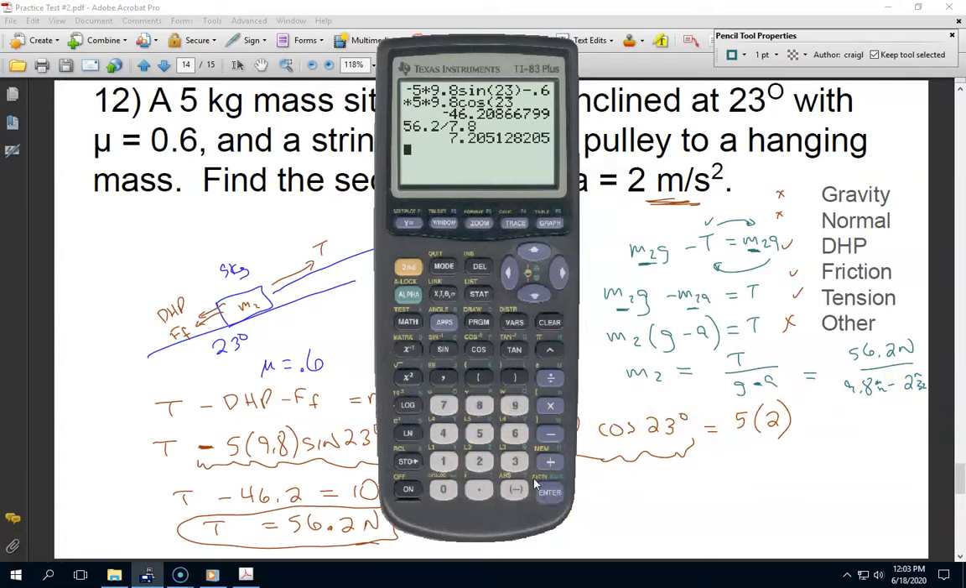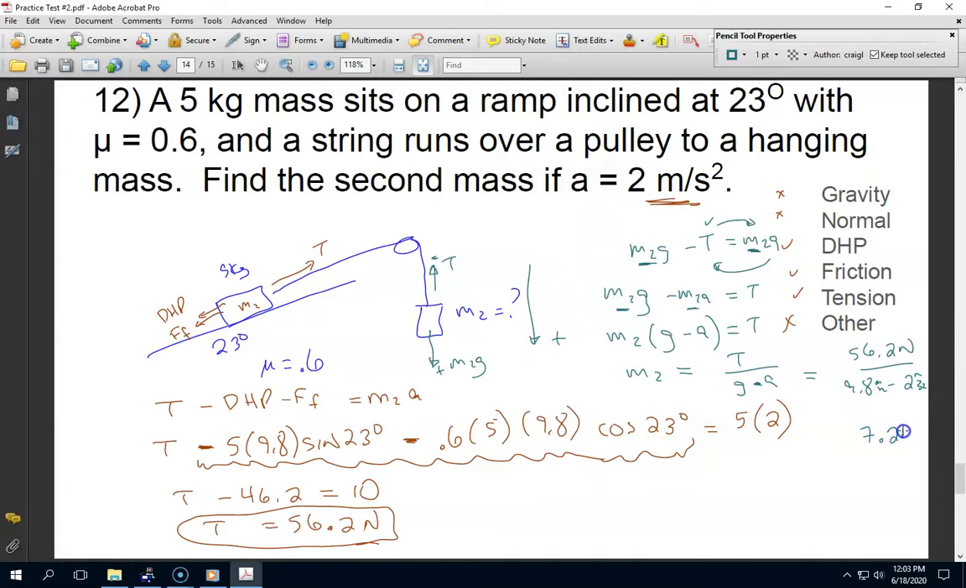Like that. 7.2 is the amount of mass. That's in kilograms. A newton is a kilogram meter per second squared. Cancel out the meter per second squared, and you'd have kilograms. We were looking for a mass. That feels pretty good. Mass 2: I've got to put 7.2 kilograms right here in order to pull this thing uphill, to overcome the downhill pull, overcome friction, and to get an acceleration of 2 meters per second squared. So that's what we did there.